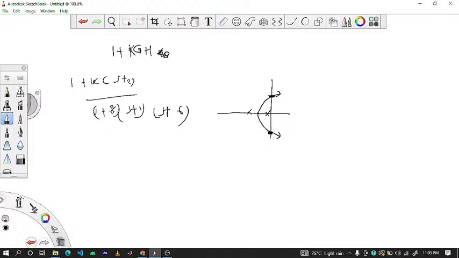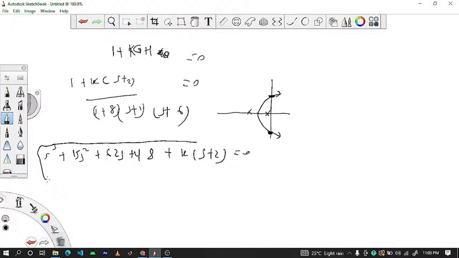When you are done simplifying, you get an equation that has k in it. You get s cubed plus 15s squared plus 62s plus 48 plus k times (s plus 2). This must be equal to 0, so that the denominator will go away. So in the end, you'll be left with this.